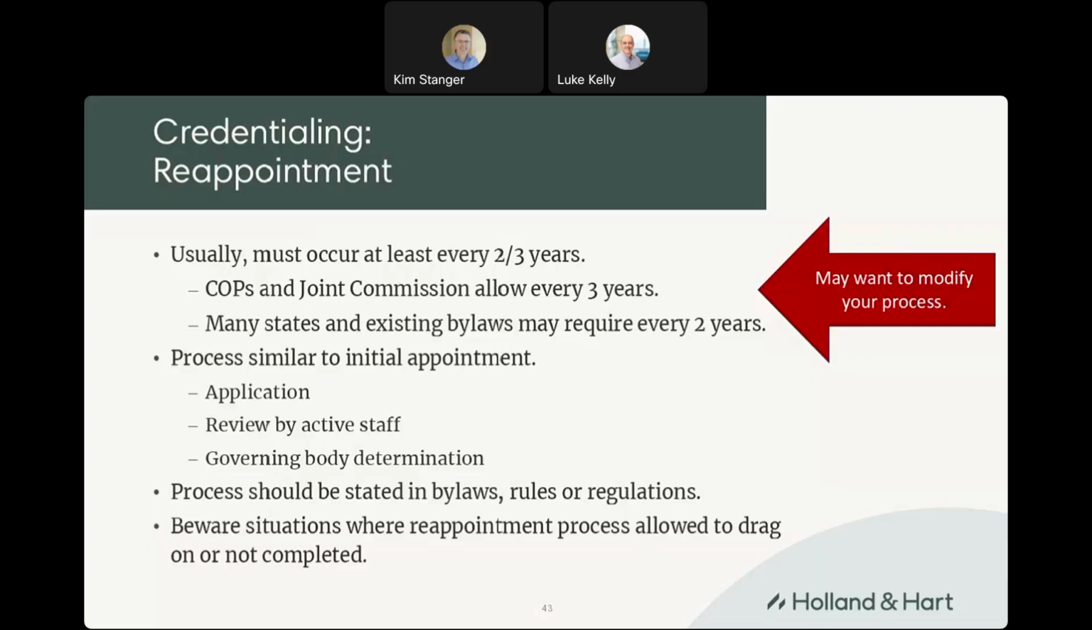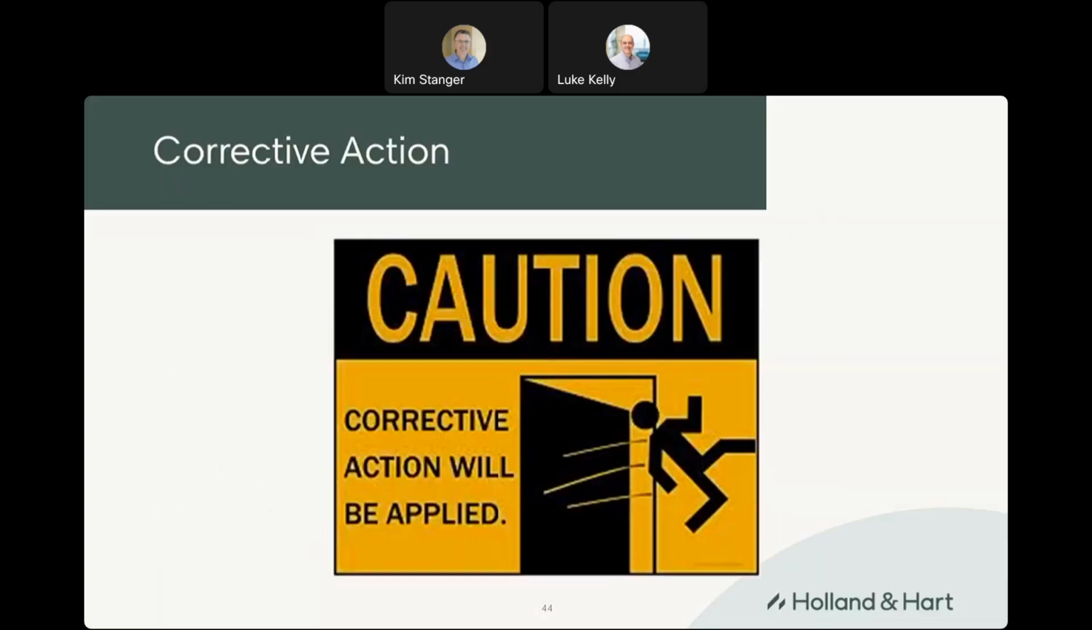The process for re-credentialing is similar to the initial process. Usually has an application, it has to be reviewed by the active staff, and there has to be ultimately a governing body determination. So make sure that you're complying with those requirements. All right, that covers the initial rules for credentialing.